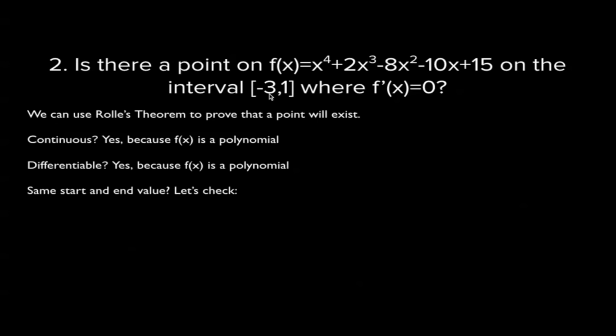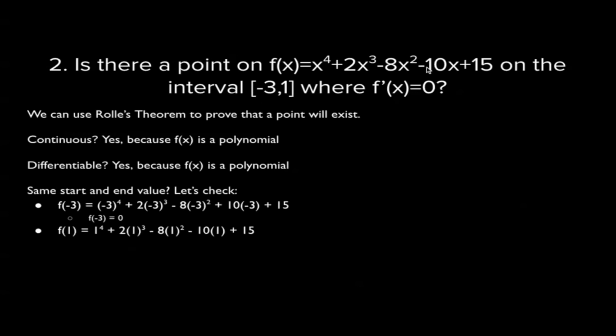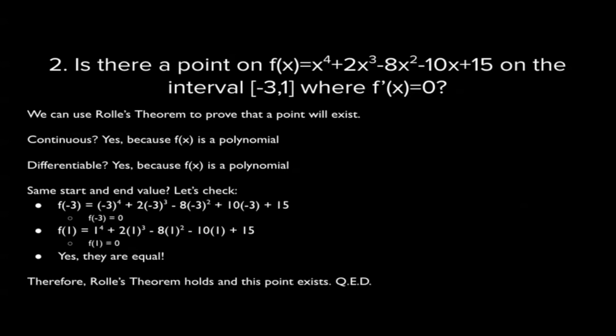So let's check if that's true. We plug in -3, which is the starting value, into the function, and we get 0. And then we plug in the ending value on the interval, which is 1, into the function, and that is equal to 0. So both the starting and ending values on the interval are equal, and the third condition of Rolle's theorem is met. So now we've proved that there is a point on the interval where the derivative is equal to 0. And that's all you need to do for this problem.